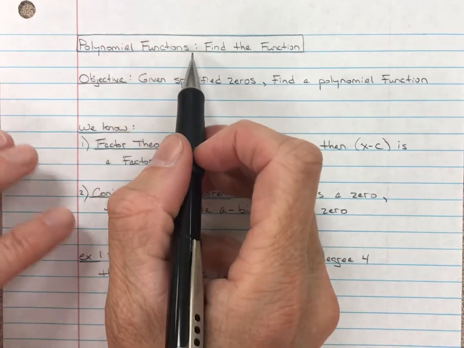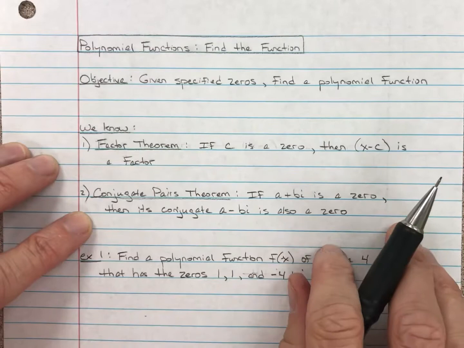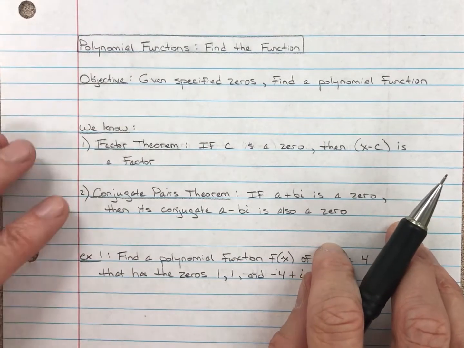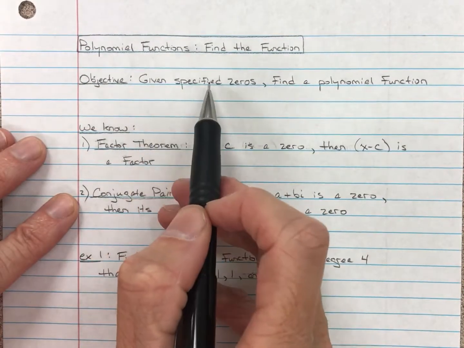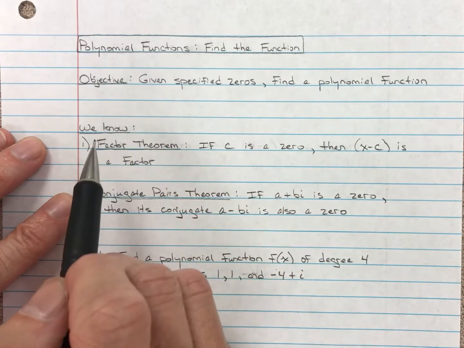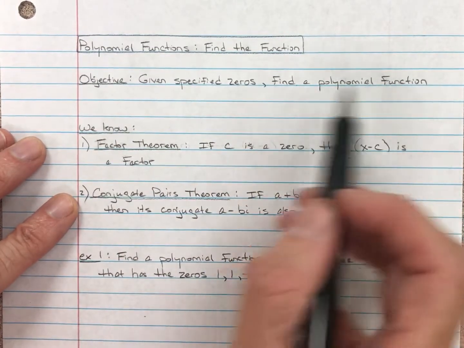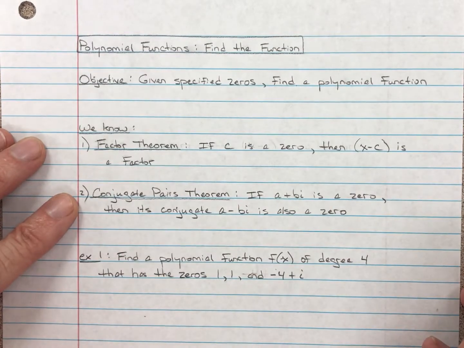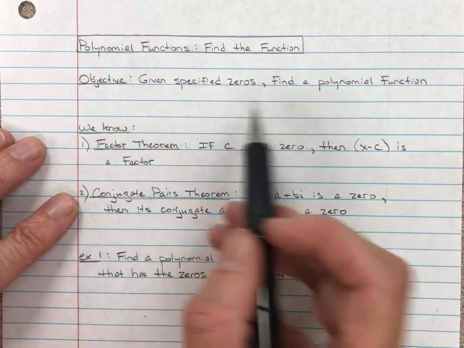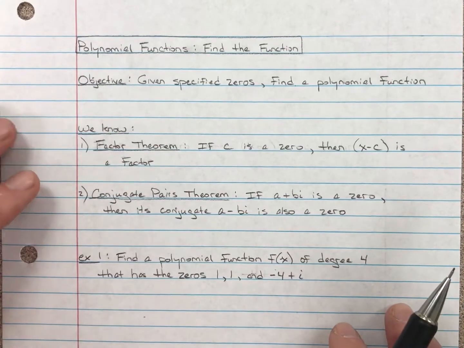Polynomial functions, find the function. Okay, well in this video lecture, you're going to be given the specified zeros, and we're going to be asked to find a polynomial that fits that situation. Okay, so we're going to give you the zeros, find the polynomial.